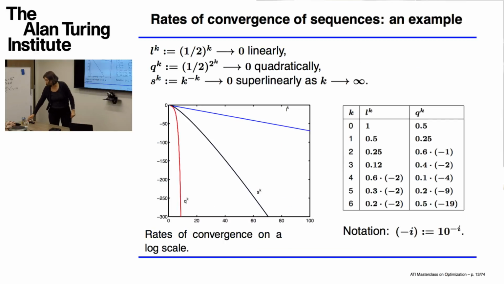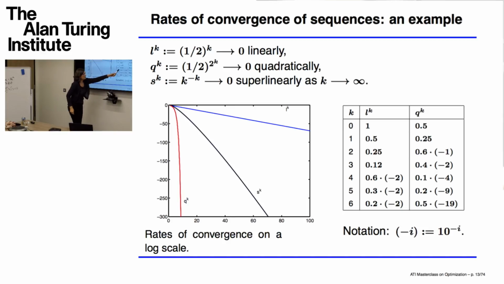And just to illustrate to you that rates of convergence are important, these are 3 sequences, and they all go to 0, but they go to 0 at different speeds. In this plot, you can see this sequence here, the QK sequence here, and the SK sequence here. This plots the K value versus the log of the sequence. And what you can see is that within about 10 iterations, log of QK reaches this target value, SK within 70, and LK is still going.